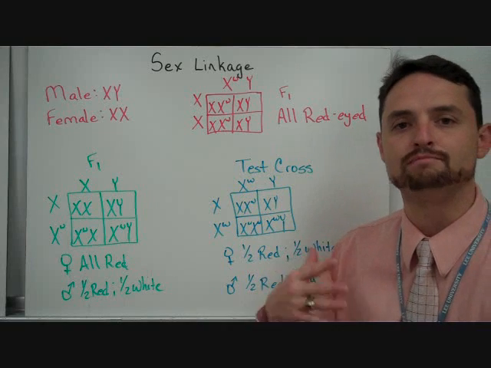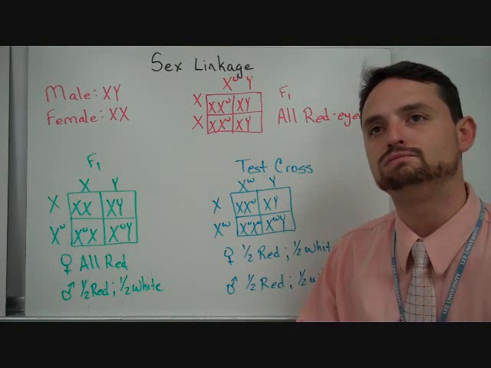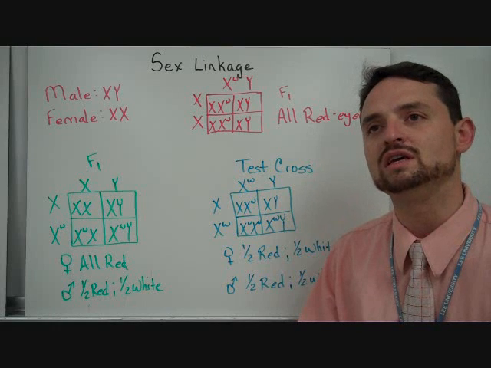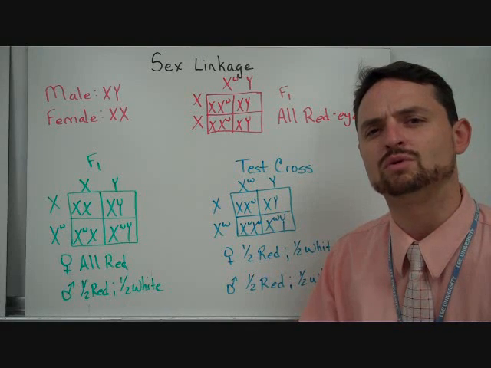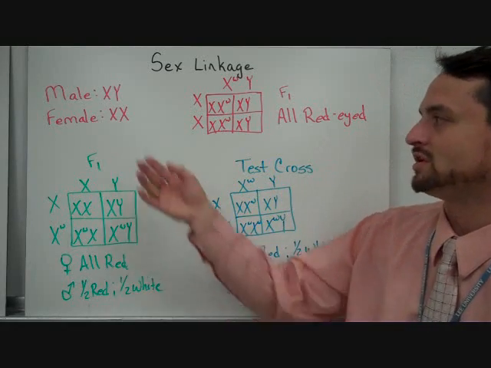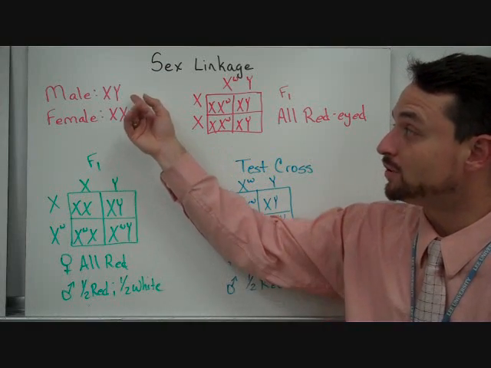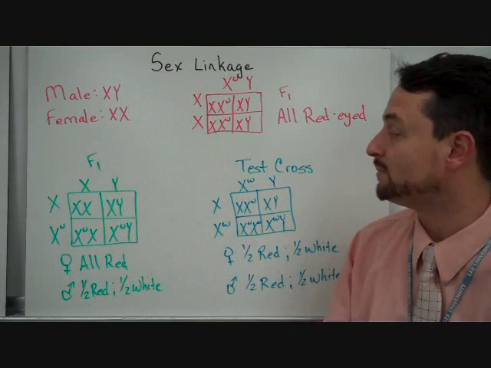And then there are others. In birds, ZZ is female, ZO is male. I think that might be flipped around the other way, though. So you get different combinations as you look at different organisms. In mammals, we deal with XY as male, XX as female.